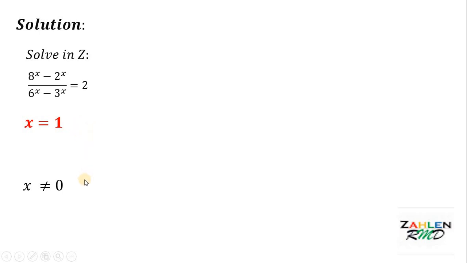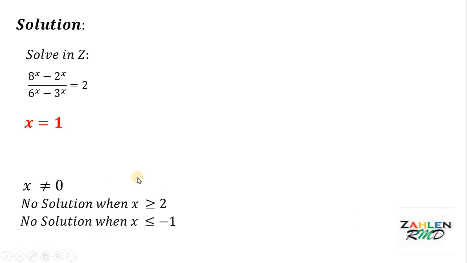And here's what we know. We know that x cannot be equal to 0. And we have no solution when x is greater than or equal to 2. Now our goal is to show that there's no other solution other than x equals 1. So we need to show that no solution when x is less than or equal to negative 1. Now to do that, we need to let x be equal to negative n, or a negative integer.